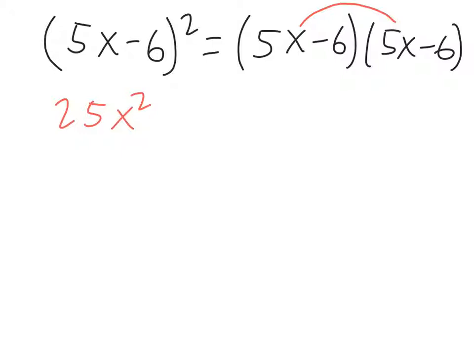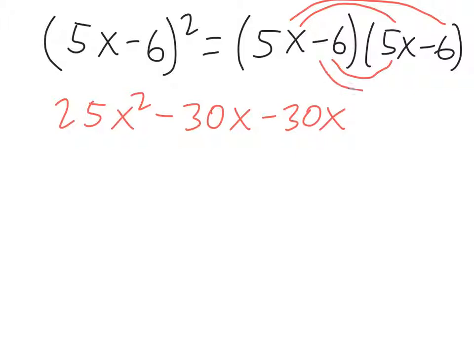Then 5x needs to multiply by negative 6. So that'll give us a negative 30x. So remember, this minus 6 works as a negative. So it's 5x times negative 6 is a negative 30x. And then negative 6 needs to multiply by 5x. So that'll be another negative 30x. And negative 6 times negative 6 is a positive 36.